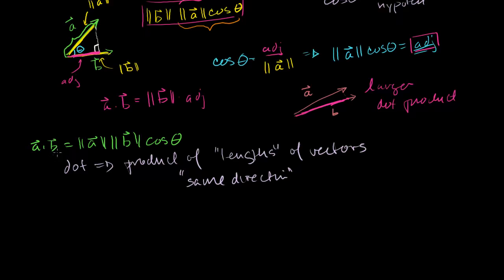How much are two things going in the same direction? And notice, when two things are orthogonal, or when they're perpendicular, when A dot B is equal to 0, we say they're perpendicular.